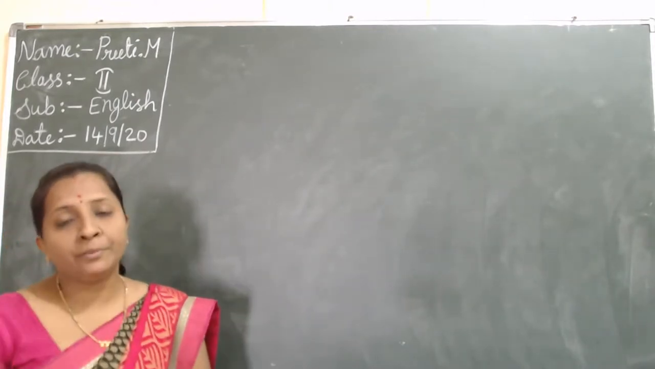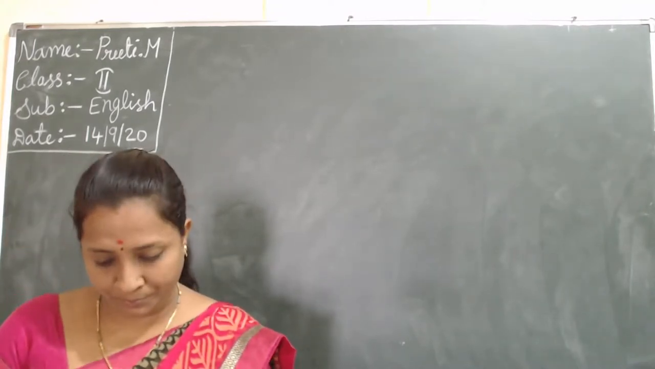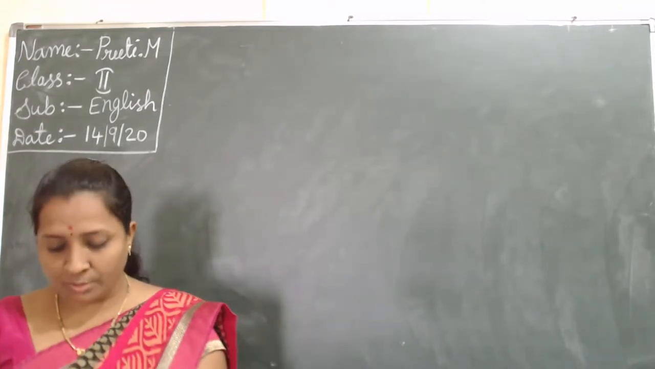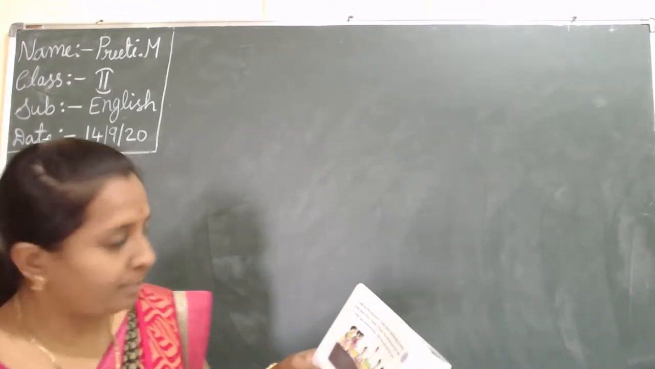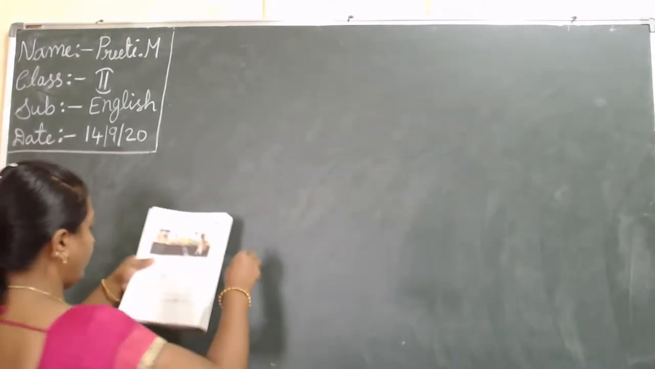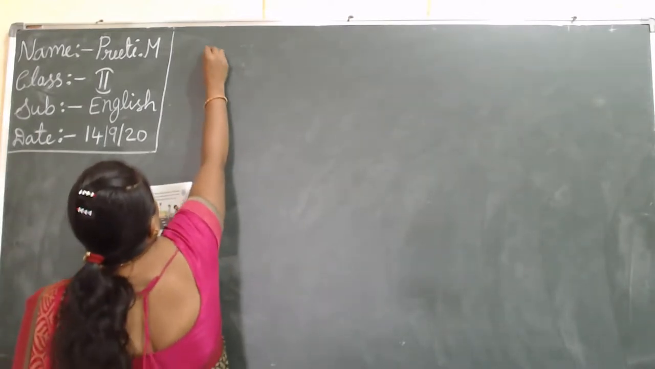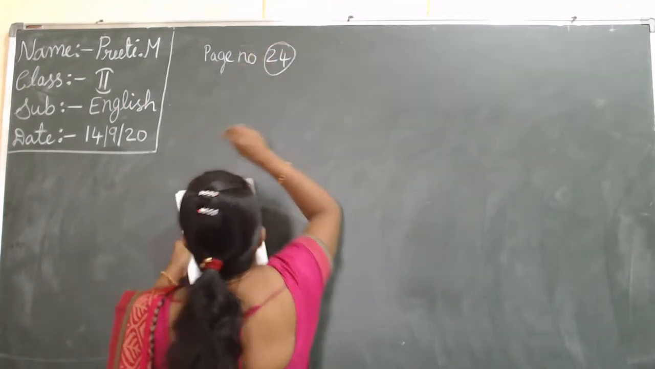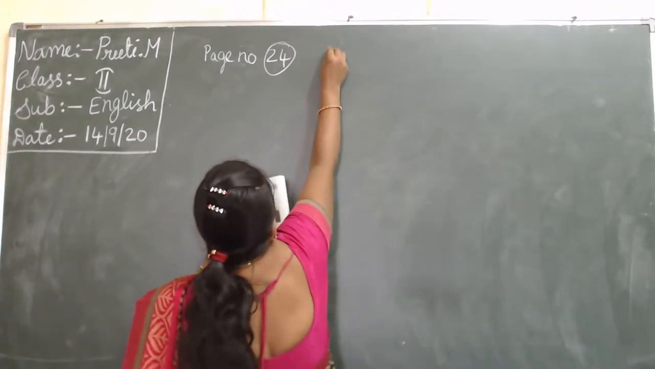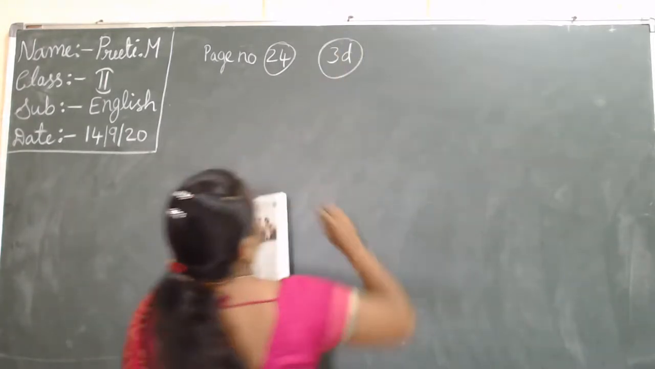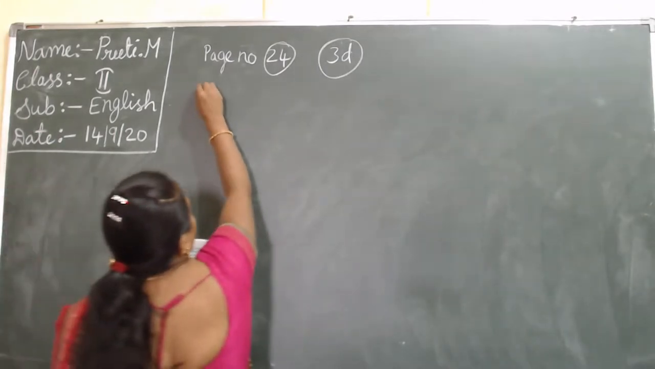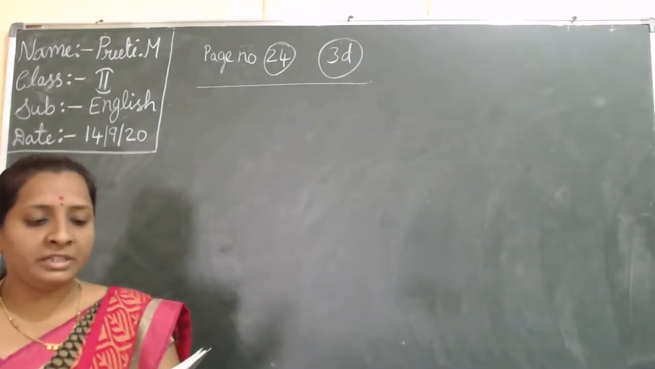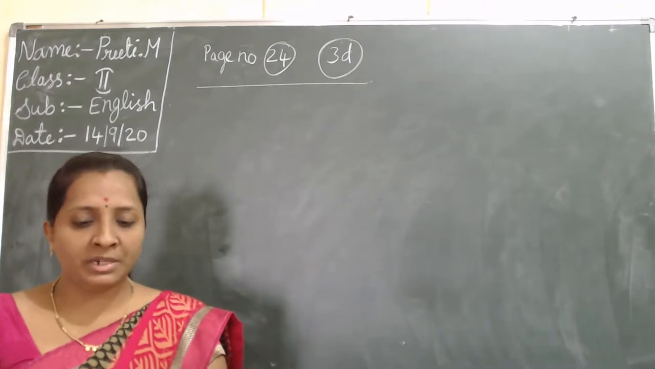Okay. Now you open the companion activity 3D. Open your companion book, children. Page number 24. Companion book, page number 24, 3D activity. Okay. Open your book, children. Now, see here. I am reading this. You keep your finger on the words where I am reading, children.